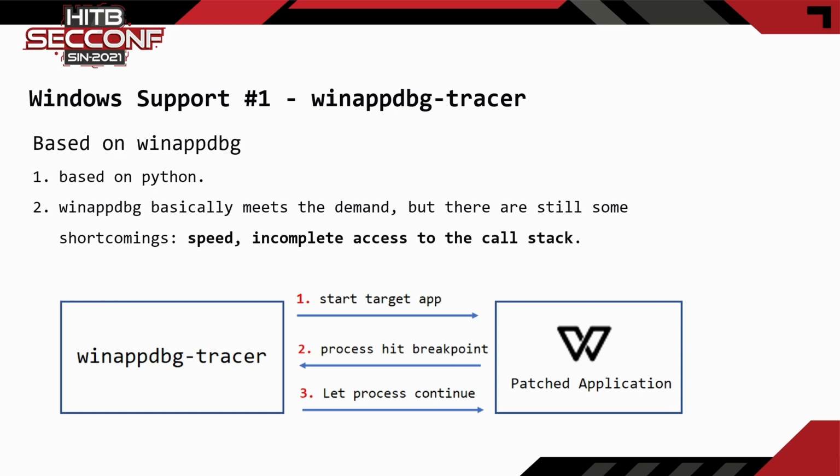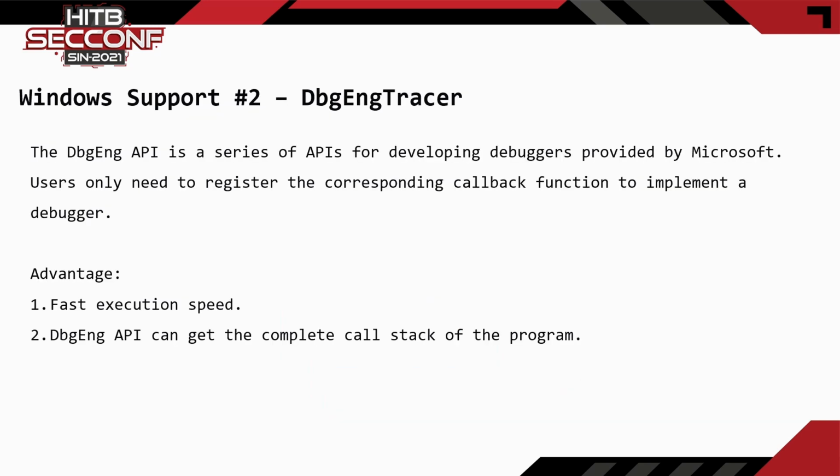The disadvantage is that, first, because it is developed with Python, the execution speed is relatively slow. Second, winappdbg can't obtain the complete code stack. The working mechanism of the winappdbg tracer is no different from the previous tracer, which is just dealing with breakpoint events. As mentioned earlier, winappdbg has some shortcomings.